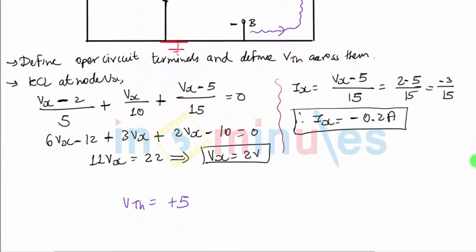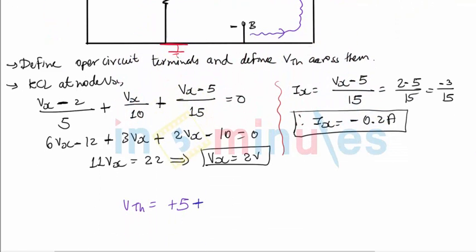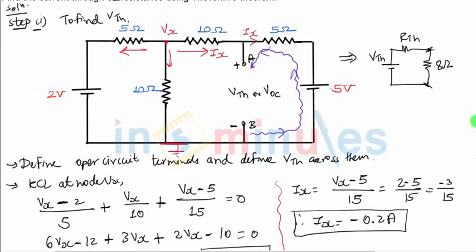Whenever we travel in the direction of current, we take the current drop as negative, but this time we are traveling in the opposite direction, so we take the drop as positive value. So it's plus, the resistance is 5 and the current is Ix, so it becomes 5 into Ix. And that's my VTH, because we reached point A, so there is nothing else to be considered.